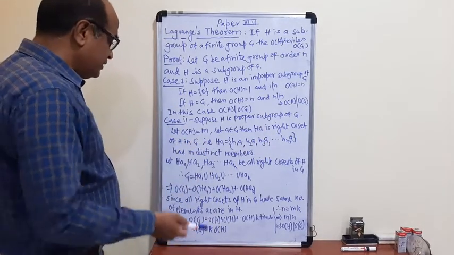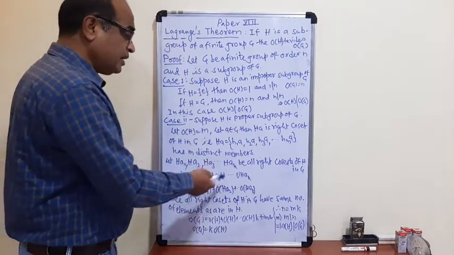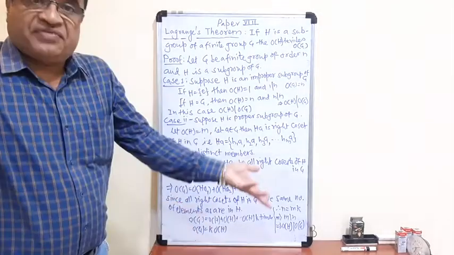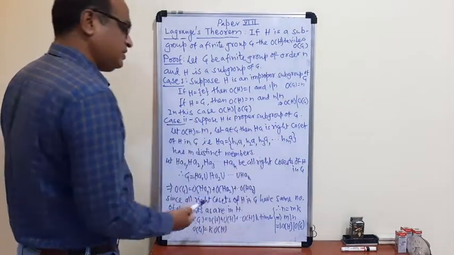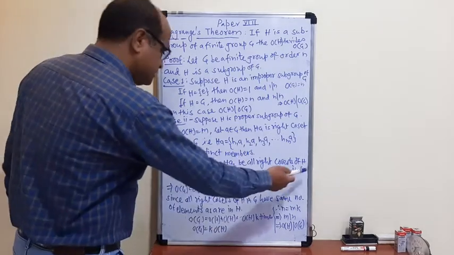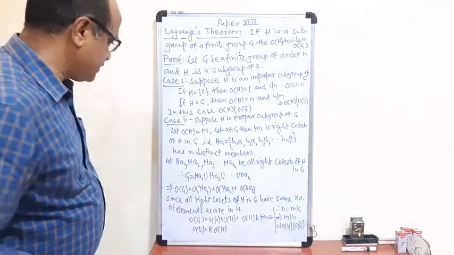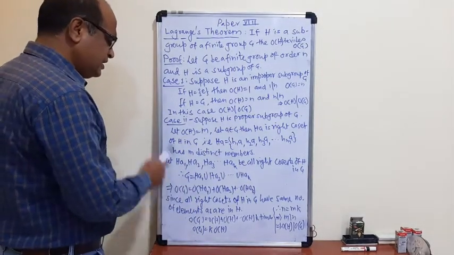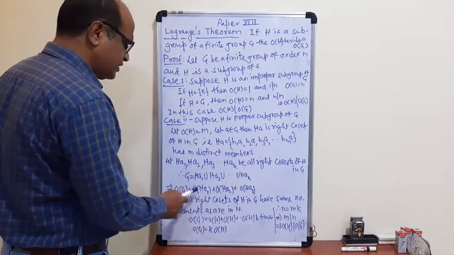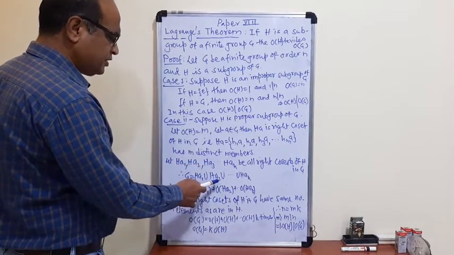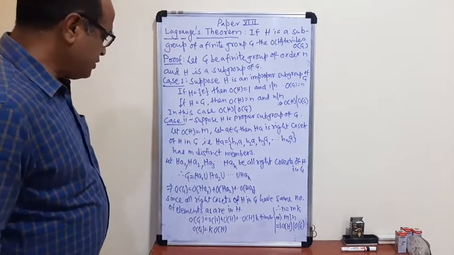So we take Ha1, Ha2, Ha3, Hak, which are all different right cosets of H in G. These are the k distinct right cosets. So G is the union of all those right cosets: Ha1 union Ha2 union, and so on, union Hak.